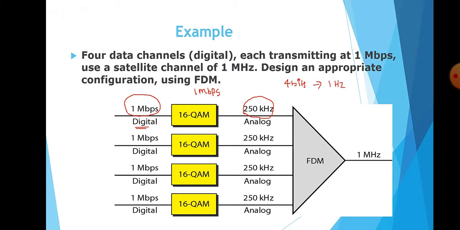So for example, if you have 1 mega divided by 4, we can get 250 kilohertz. Now after modulation we can have 4 different input signals to FDM as 250 kilohertz analog signals. These can be combined using the FDM concept to get the output of FDM as 1 megahertz, which can be used by the satellite channel.